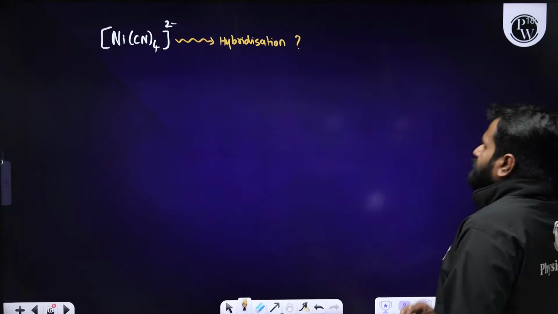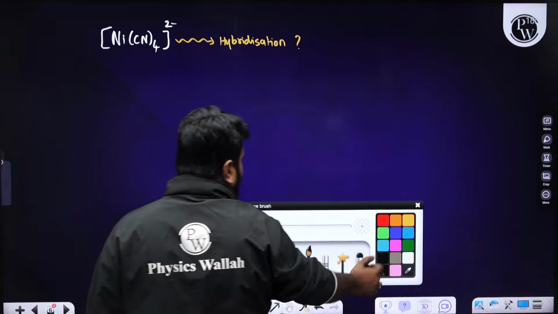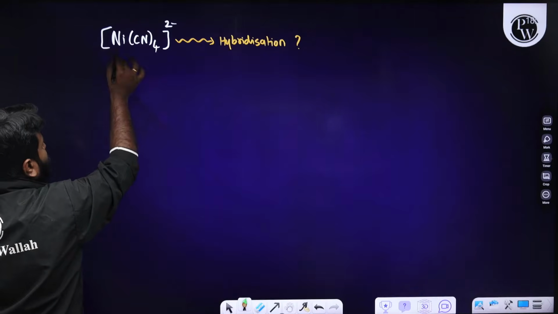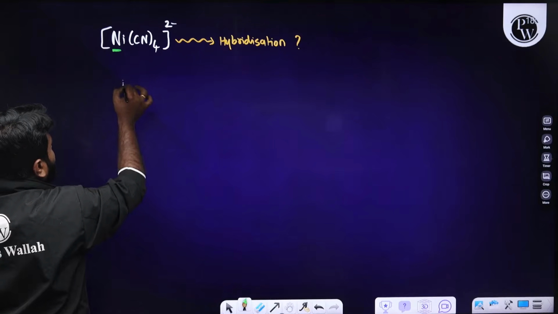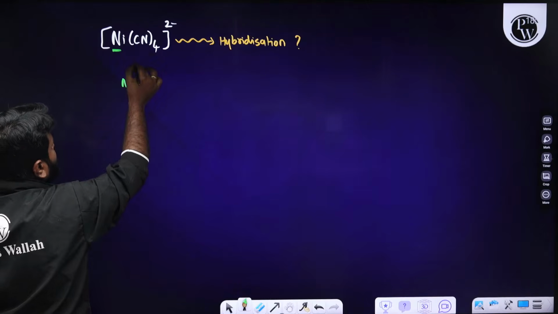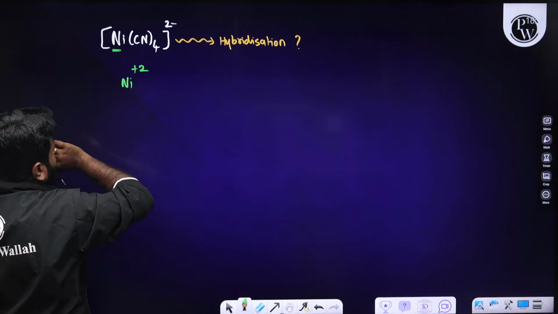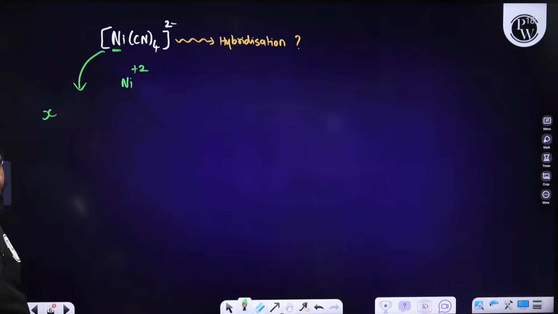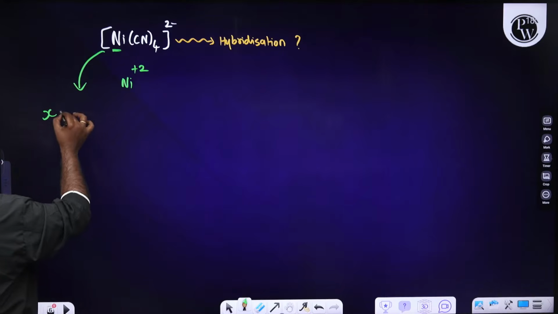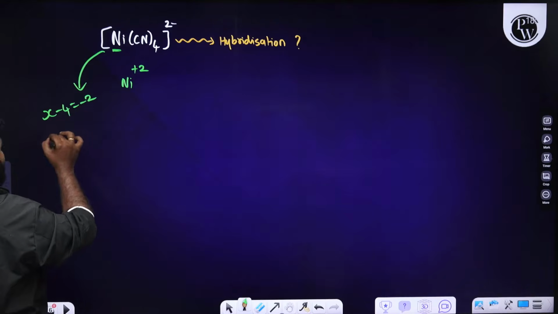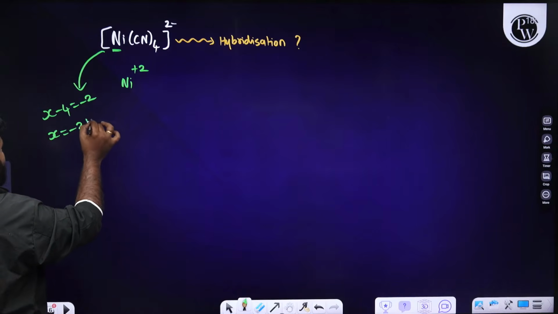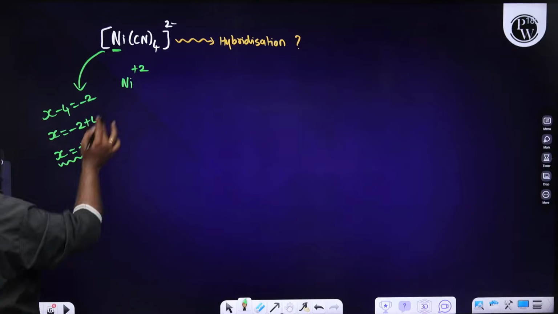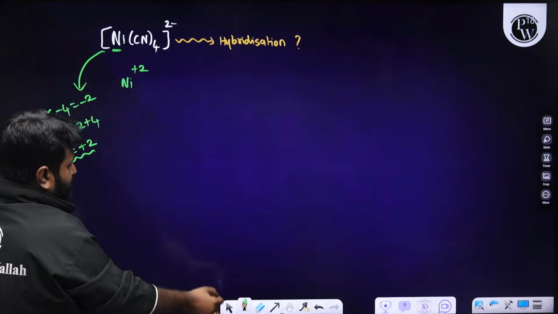dsp2. Shall we check? What is the question solving approach? What is the central metal atom? Ni. What is the oxidation state? Let it be x. CN is an anionic ligand, and 4 anionic ligands are there. So x minus 4 is equal to -2, x will be equal to -2 plus 4, so x will be equal to +2. Ni exists in +2 state.